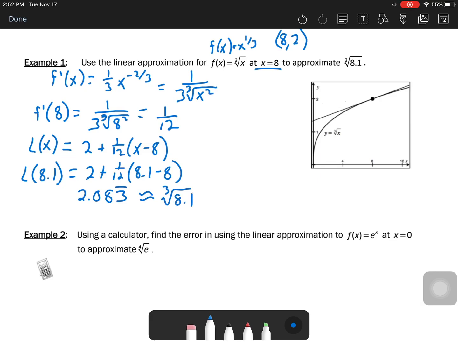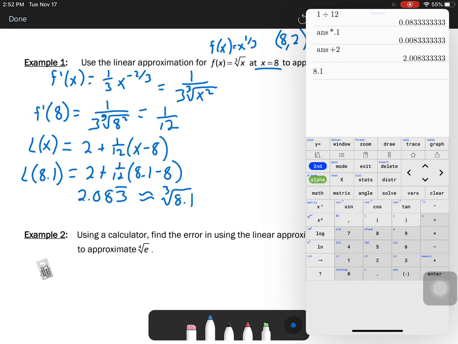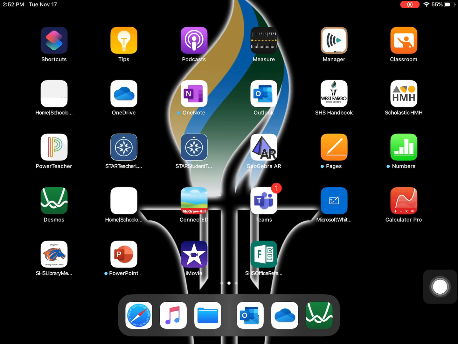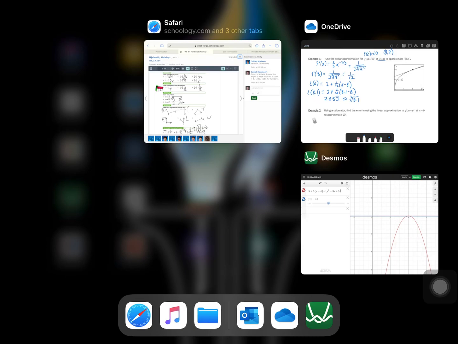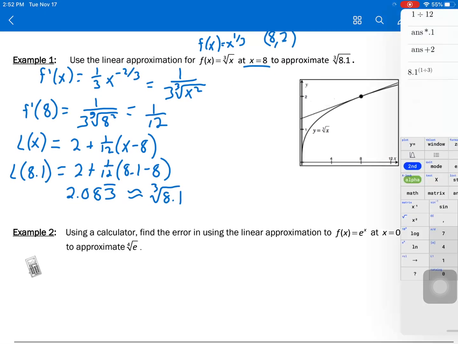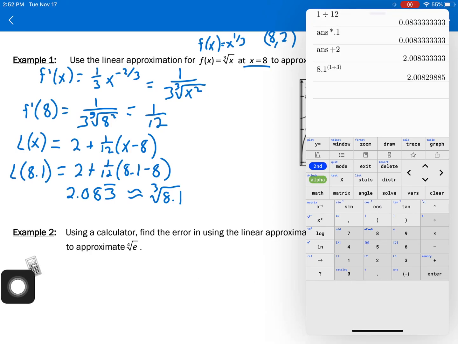Now, if I wanted to see how close that actually is, I can do the cube root of 8.1. I can say 8.1 to the 1/3 power, 1 divided by 3, like that, enter, oops. What did I do there? Calculator, okay. Get this out of the way, enter.